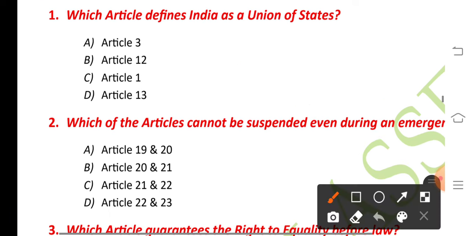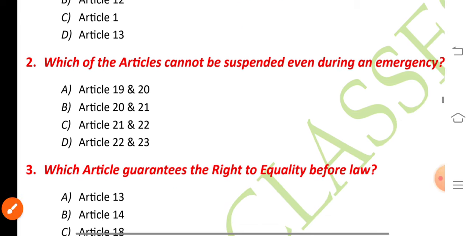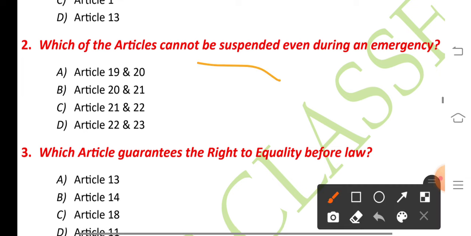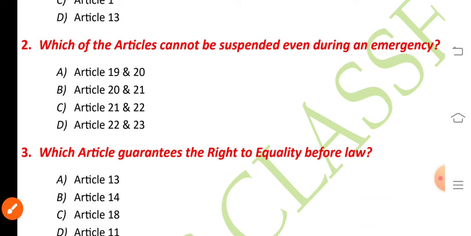Which article defines India as a union of states? This is very important. Union of states, India, that is Bharat, is mentioned under which article? You have to comment down the answer. Next, which of the articles cannot be suspended even during an emergency? This question I have not discussed in this quick revision, but I suppose you all know this answer really well because this question has been asked multiple times in the SSC related exams. So you have to comment down the answer.